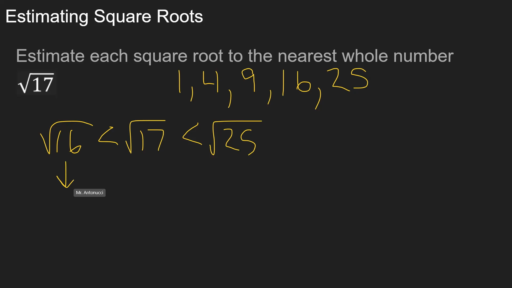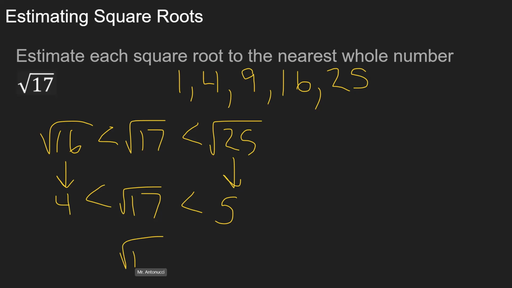So the square root of 16 is 4. The square root of 25 is 5. So the square root of 17 has to be between 4 and 5. All right. Now 17 is closer to 16 than it is to 25. So the square root of 17 is going to be closer to 4 than it is to 5. So whatever the decimal ends up being, if you round to the nearest whole number, it's going to round to 4. So we would say the square root of 17 is approximately equal to 4.